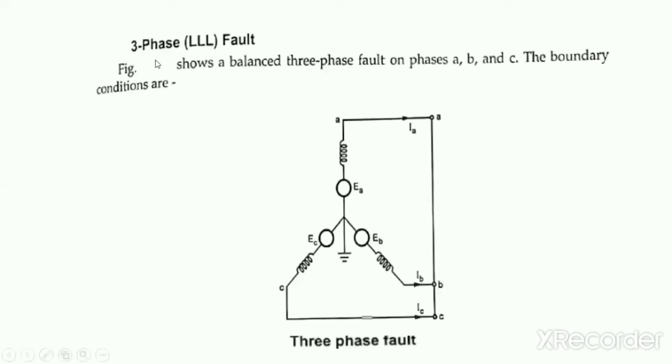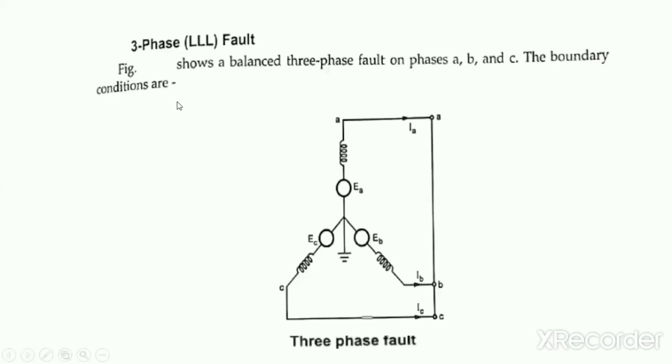Triple line faults. Therefore, the figure shows the balanced three-phase faults on phase A, phase B, and phase C. The faults will be obtained in all the phases, that is A phase, B phase, and the C phase. This type of fault is called the triple line fault.